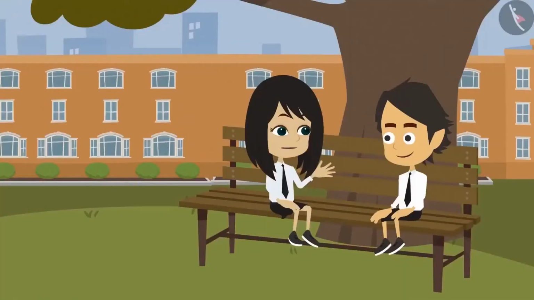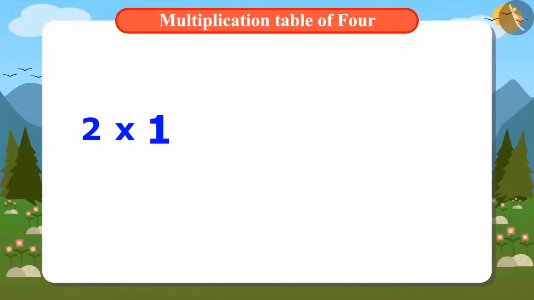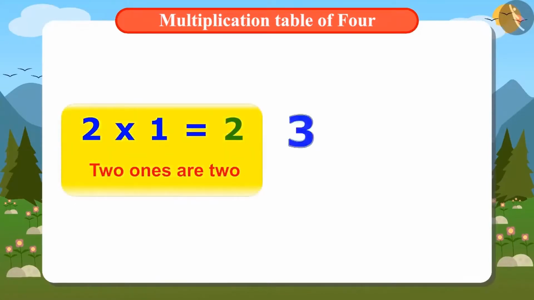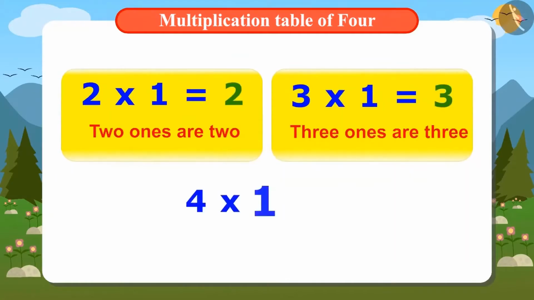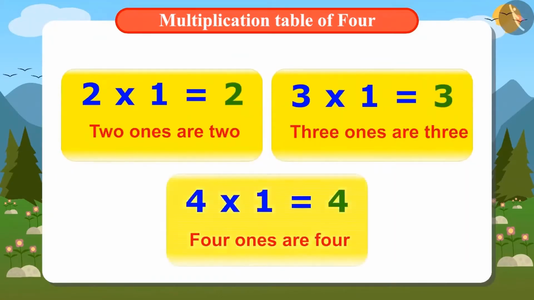Ones means? Ayushman, we sing to memorize the tables easily. That's why 2 times 1 equals 2 is read as 2 ones are 2, and 3 times 1 equals 3 is read as 3 ones are 3. Oh, that means 4 times 1 equals 4 is read as 4 ones are 4.